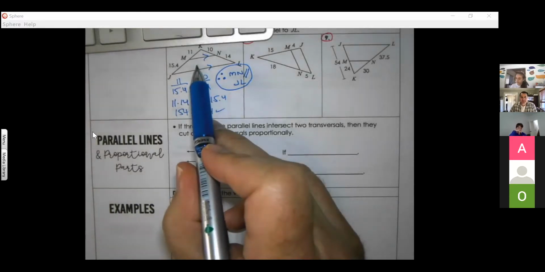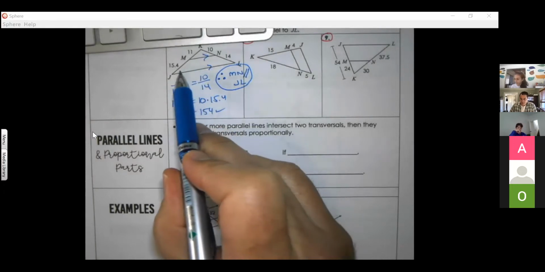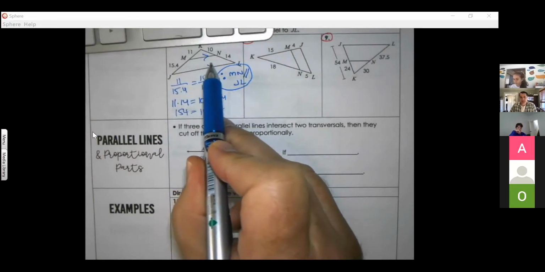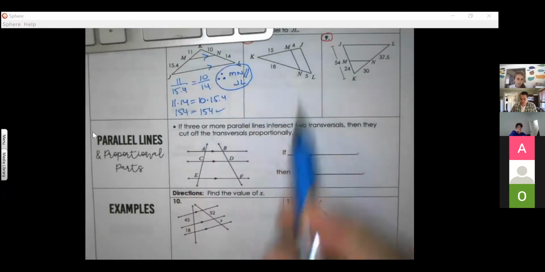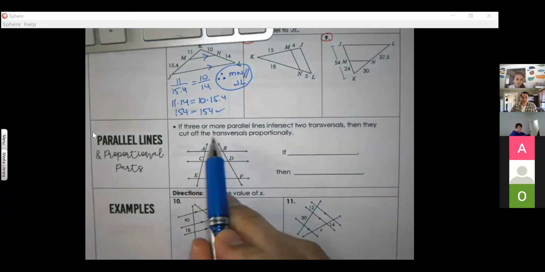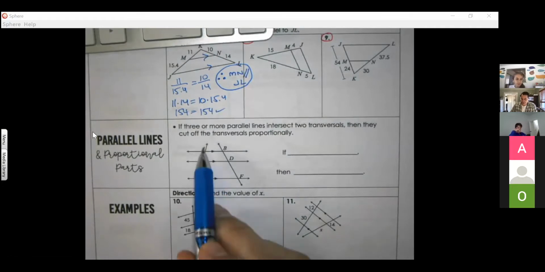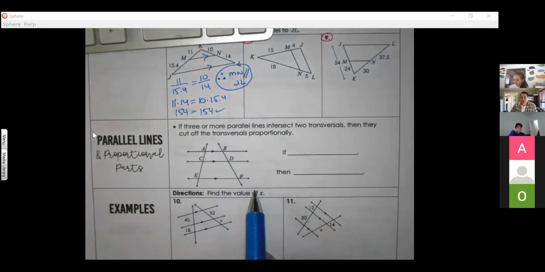Turns out that we could take the same idea, and if I were to run another line through the middle here, it would still apply, right? I'd still end up with proportional segments. So it doesn't actually have to be a triangle. If you have 3 parallel lines with 2 segments cutting across them, it'll always make it proportional.